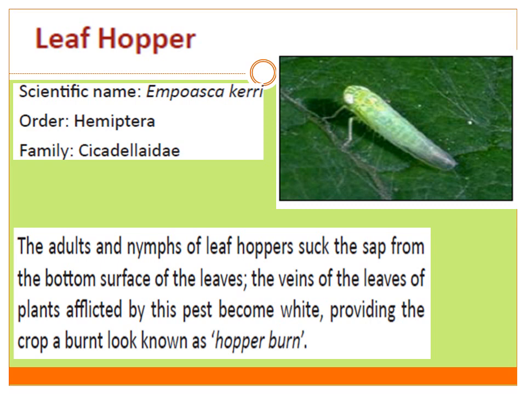Next is the leaf hopper. Scientific name Empoasca kerri. The adults and nymphs of leaf hoppers suck the sap from the bottom surface of the leaves. The veins of the leaves of the plants afflicted by this pest become white, providing the crop a burnt look known as hopper burn. So parang sunog siya na.